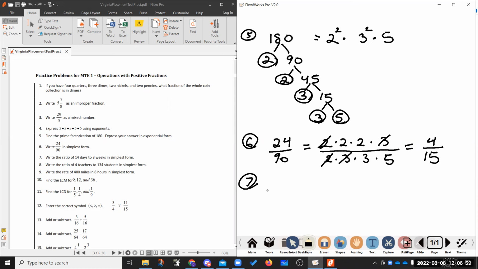Number 7 asks us to find the ratio of 14 days to 3 weeks. Well, let's get them in the same units first. 14 days is the same thing as 2 weeks. If we can convert them to the same unit, we do that. If we can't do that, then we don't. But our ratio is going to be 2 to 3.